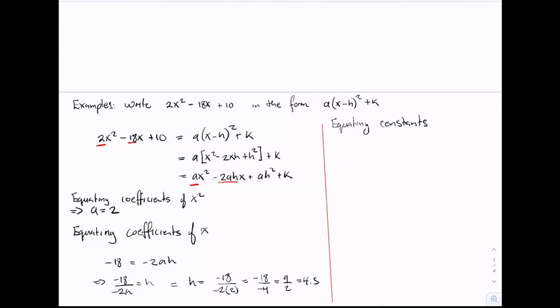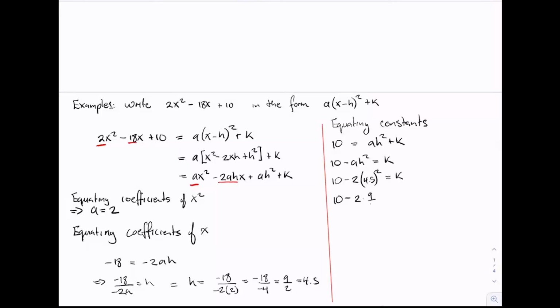So this means 10 from our left-hand side is equal to a h squared plus k on our right-hand side, which means now 10 minus a h squared is equal to k. So what is a? A is equal to 2, which means that I can now take 2 times, what was h? 4.5 squared, and that is equal to k.